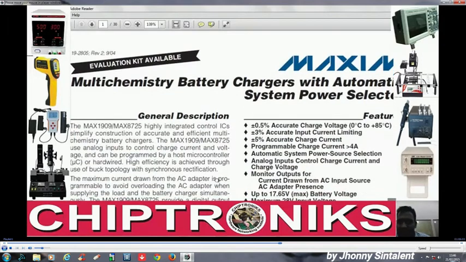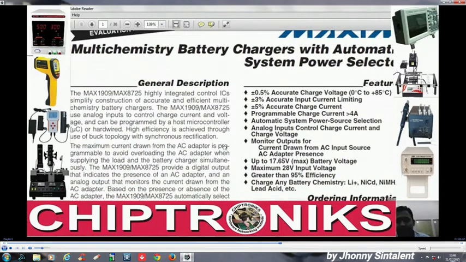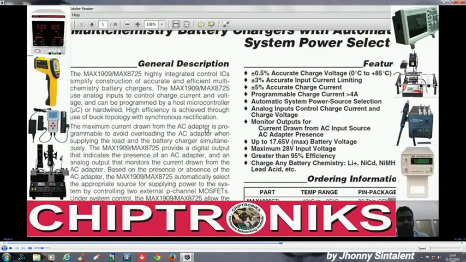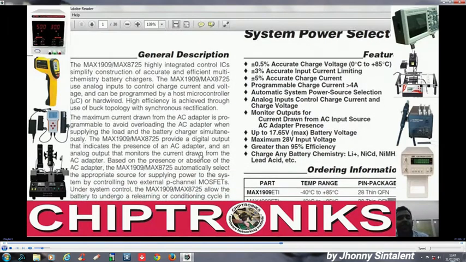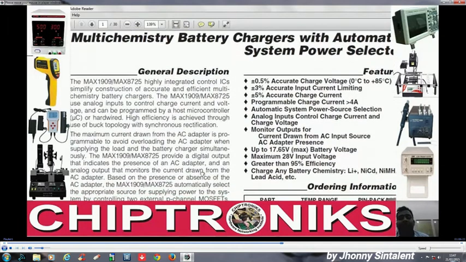So we'll try to study what exactly this MAX 8725 is. It's written MAX 1909 and 8725, so both of them are the same, except there is one more feature in 1909. There is a reconditioning feature. There is a conditioning charge feature in MAX 1909 which is not present in 8725, but they can be replaced, right? You can replace a MAX 8725 by a MAX 1909, but you cannot replace a MAX 1909 by a MAX 8725, because in that case you will lose the capability of reconditioning the battery.